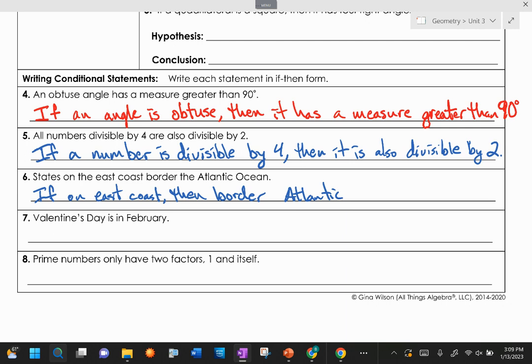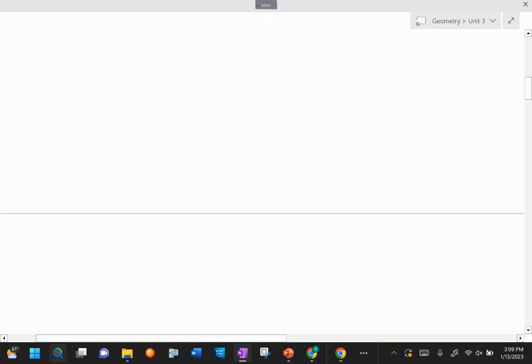But anyway, if it is Valentine's Day, then it is February. That would be 7. Number 8: if a number is prime, then it only has 2 factors, 1 and itself. Okay. All right, let's keep going.